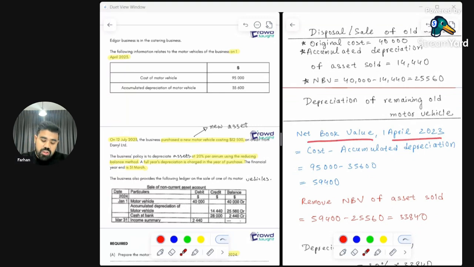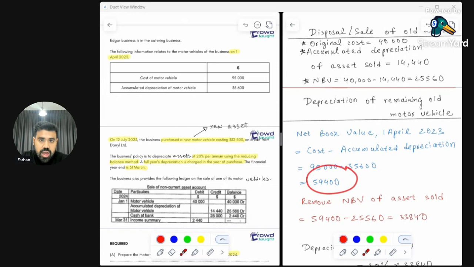which is simply the difference between the original cost and the accumulated depreciation, which is also known as the total depreciation. The original cost, as given at the very beginning of the question, is $95,000, and the accumulated depreciation is $35,600, which gives us a net book value at 1 April 2023 of $59,400. Now, this net book value initially included the non-current asset which we had sold later during the year on 1 Jan 2024, right?